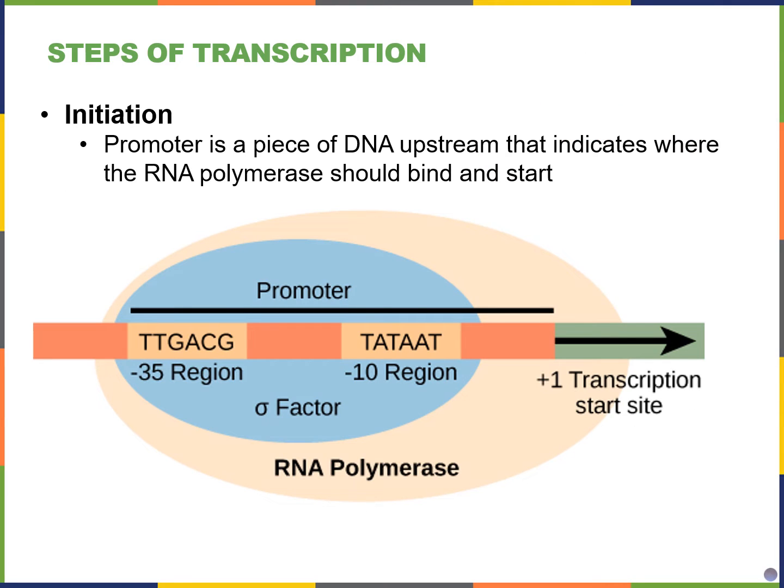So how does RNA polymerase know where to bind and start transcription? It looks for a specific region known as the promoter. And in this picture, this whole part is called the promoter. That's where RNA polymerase will bind so that it knows where to begin transcription. And the promoter is always upstream of our gene of interest.